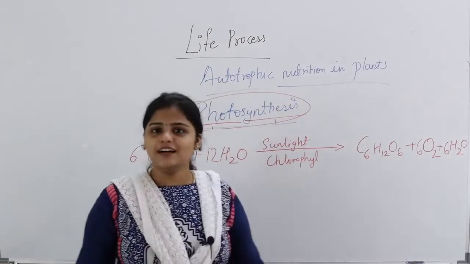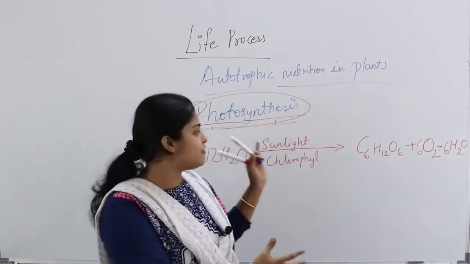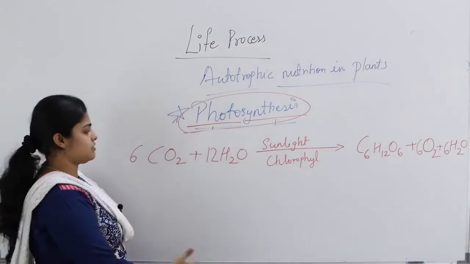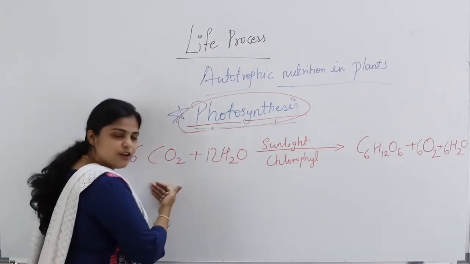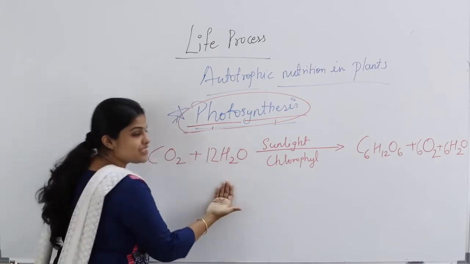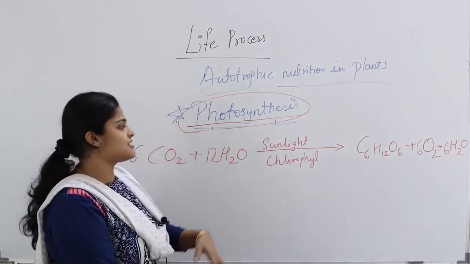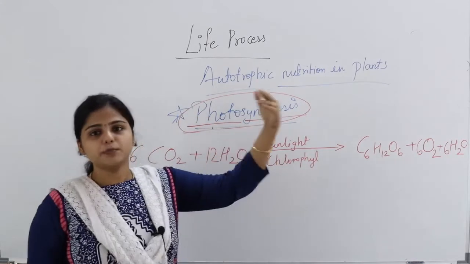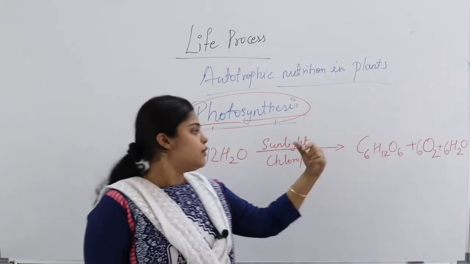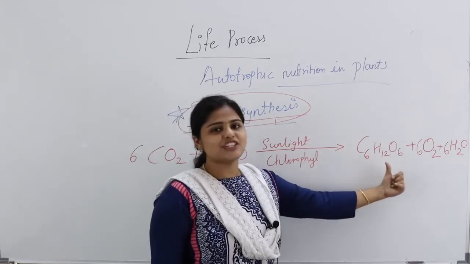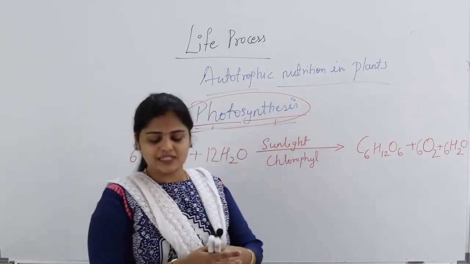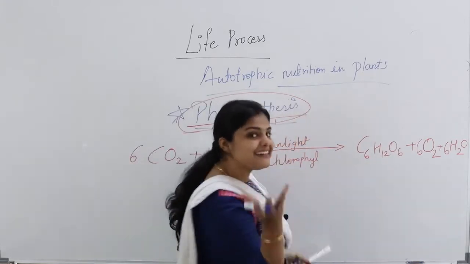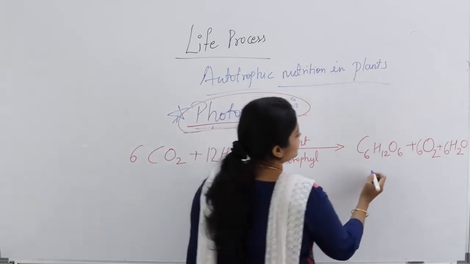So students, this is the reaction for photosynthesis. I have told you what photosynthesis is: you are using carbon dioxide and water with the help of sunlight and chlorophyll, and you are going to produce the food. What is the food? C6H12O6. What is C6H12O6? It stands for the energy, that is glucose.